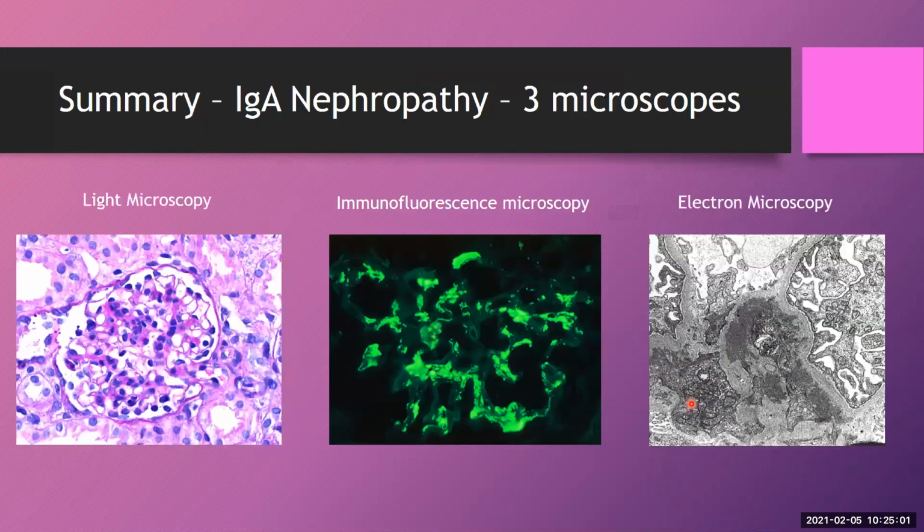So it's a combination of these findings together that allow us to make the diagnosis on your kidney biopsy. Mesangial proliferation by light microscopy, IgA predominant mesangial staining by immunofluorescence, and dense deposits in mesangial areas by electron microscopy. And those are the 3 microscopes.